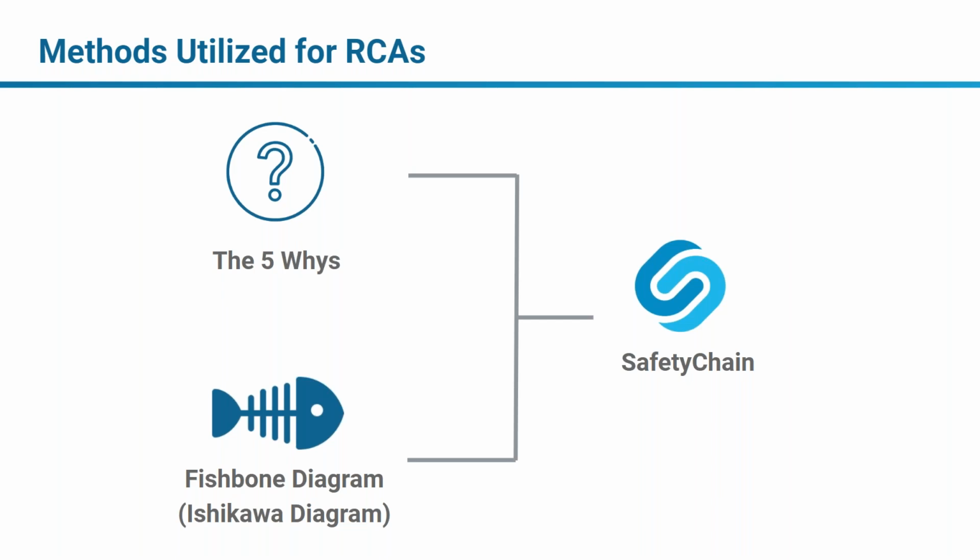Some of the common tools would be your 5 whys, fishbone, Pareto charts, scatter plot diagrams, failure mode and effects analysis, the DMAIC process, fault tree analysis. But for the sake of time in this webinar, we're just going to demonstrate the 5 whys and the fishbone diagram. But SafetyChain can support all of those common tools, and we can show you in this webinar how we can make it easier to perform your root cause analysis more thoroughly, efficiently, and faster.